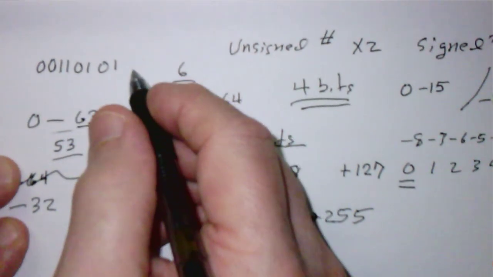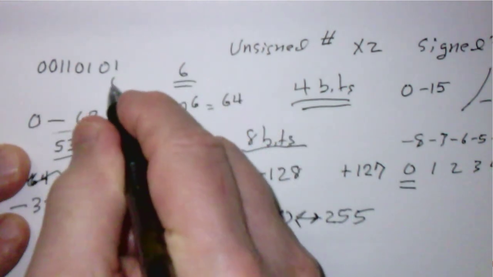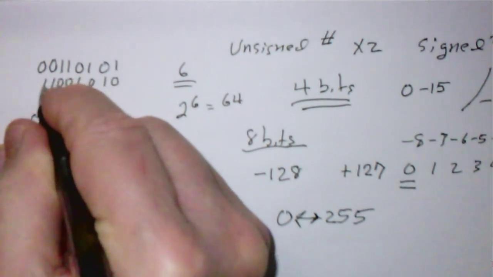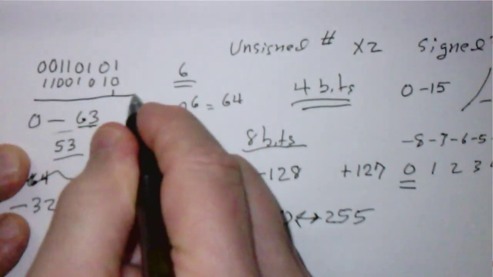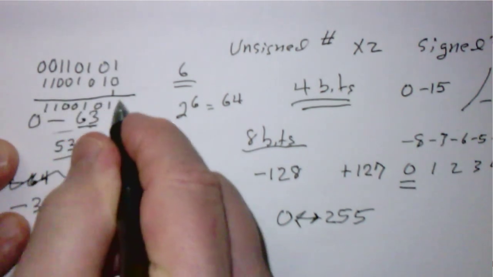The way you do 2's complement, you invert every bit and add 1. So I'll just switch every bit: 0, 1, 0, 1, 0, 0, 1, 1. And then I'm going to add 1. And that's just going to give me 1, 1, 0, 0, 1, 0, 1, 1.